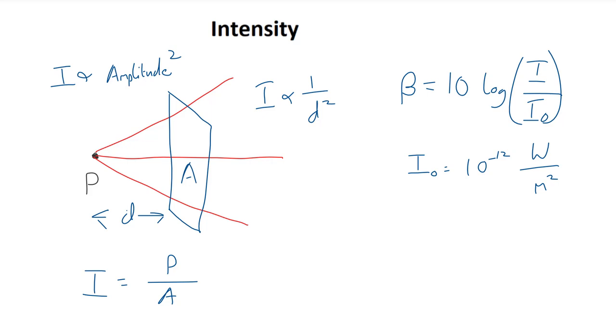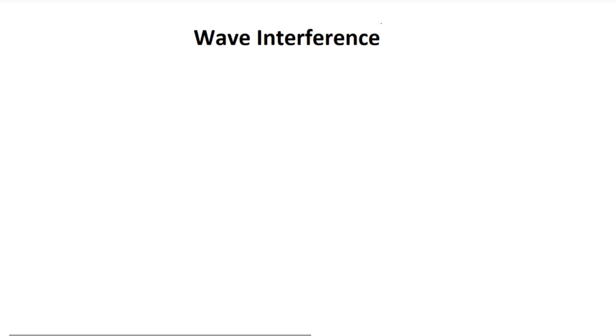I would now like to describe what happens when two waves interact with each other, in other words, interfere with each other. This interference is fully described by what is known as the principle of superposition.